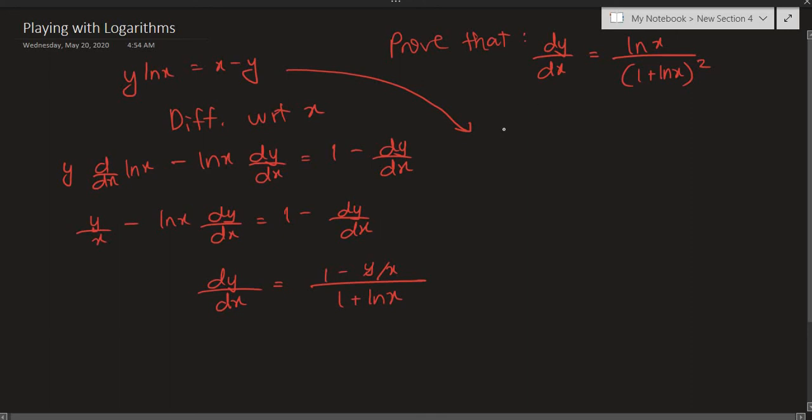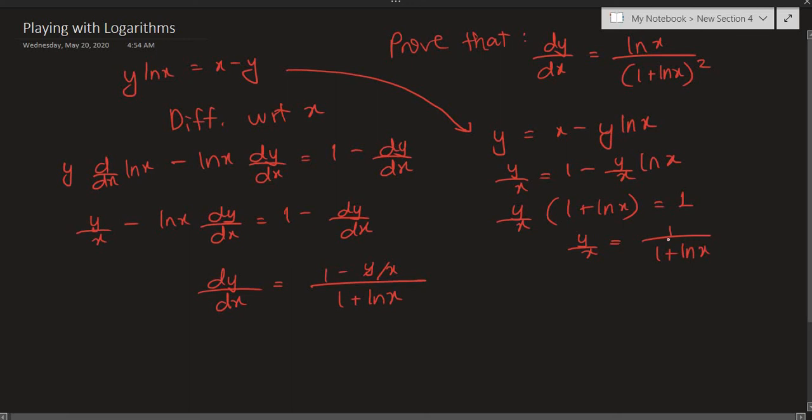So we have basically, we can take this on the other side. We have y equals x minus y times the natural log of x. Divide everything by x now. y over x is equal to 1 minus y over x times the natural log of x. What we can still do is make y over x the subject of the equation. So we have y over x times 1 plus ln of x, taken on the other side, is equal to 1. So y over x is going to be 1 over 1 plus the natural log of x.